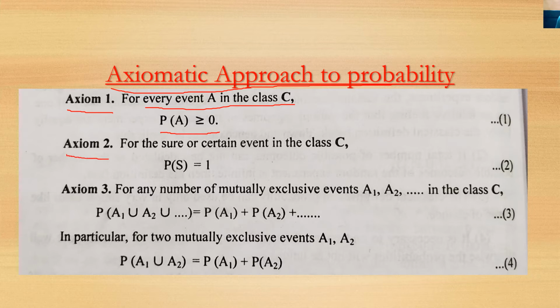Axiom 2: if we have a sure event or certain event, then the probability of that is 1. It also means that the probability of the whole sample space is equal to 1.